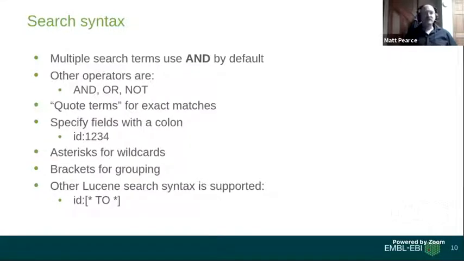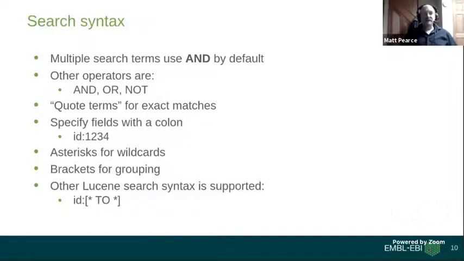You can quote terms for exact matches. You can use specific fields to search over by doing field name, colon, and then your value. You use asterisks for wildcards, and if your search is complex enough that you need to group your clauses together, you can use brackets for doing that.